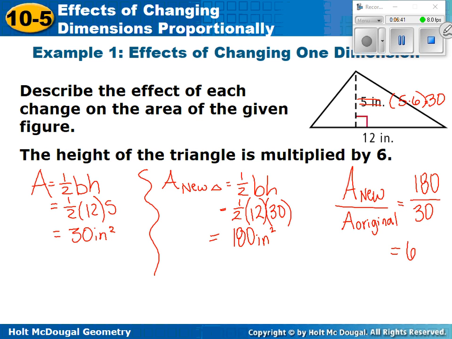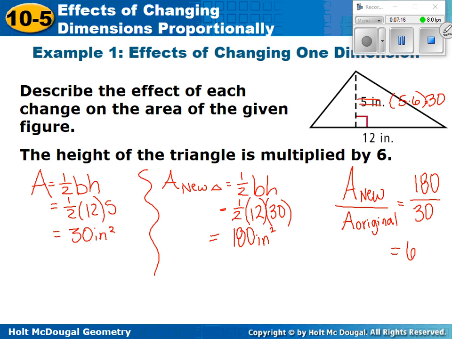Questions? Here. Is that what you're asking me? How did I get to 6? So if you want, once you find your two areas, you're trying to figure out how many times bigger did it become. So you could just look at 30 and 180 and say how many times do I multiply 30 by to get 180? Or sometimes that's not going to be a nice pretty whole number. So you can just take the area of the new shape that you got and divide it by the area of the original shape. And that'll tell you how many times bigger it is. Does that make sense?